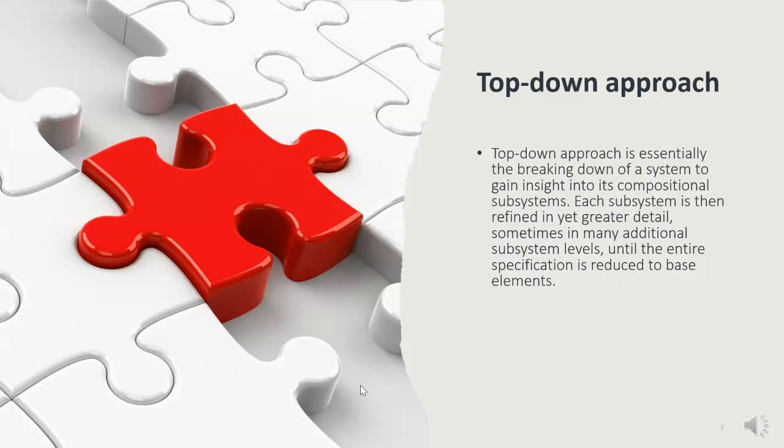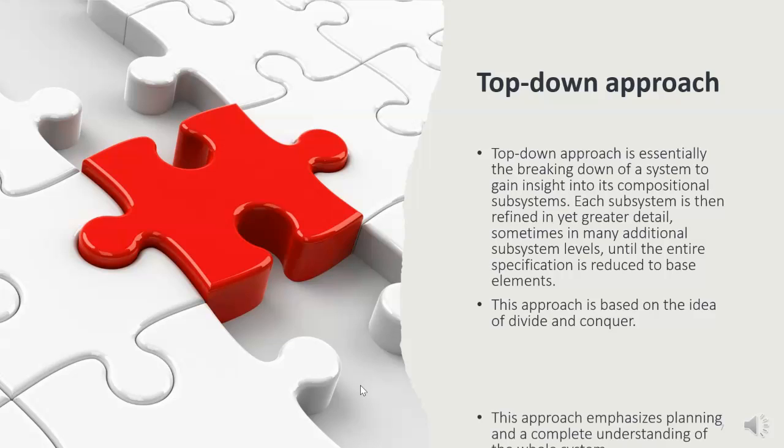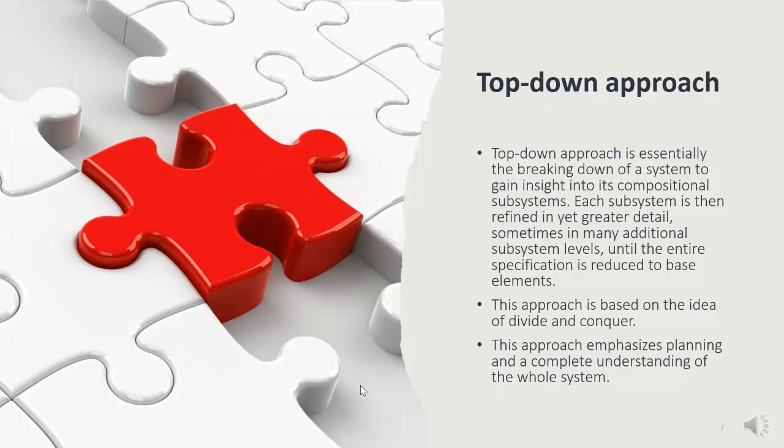Top-down approach is essentially the breaking down of a system to gain insight into its compositional subsystems. Each subsystem is then refined in yet greater detail, sometimes in many additional subsystem levels, until the entire specification is reduced to base elements. This approach is based on the idea of divide and conquer. This approach emphasizes planning and a complete understanding of the whole system.